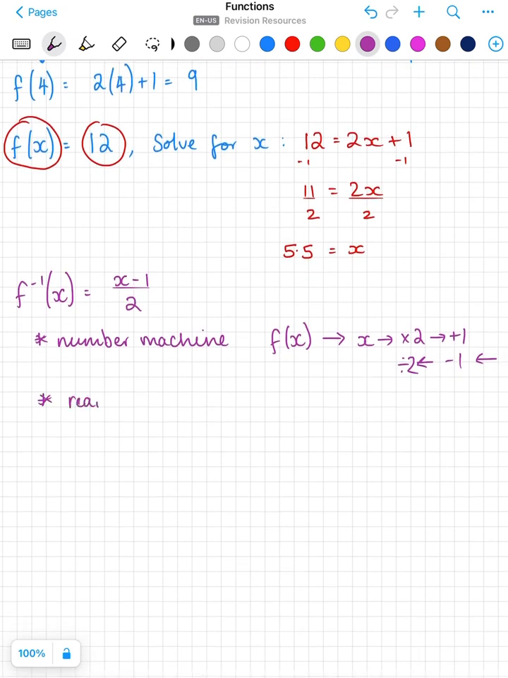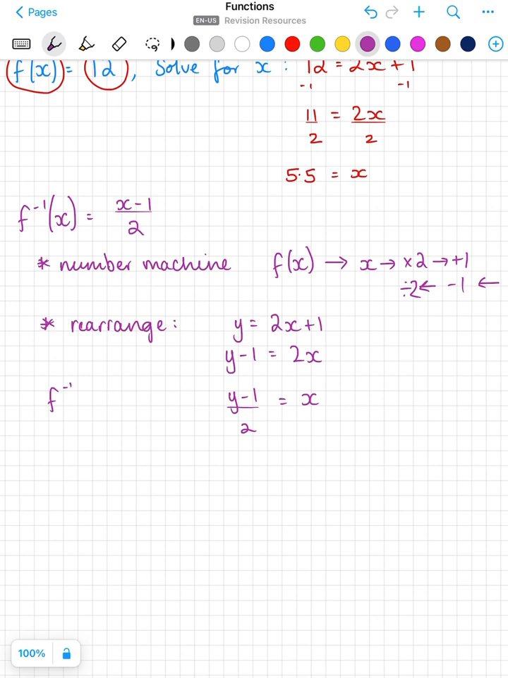The alternative method is the rearrange method. So what we're going to say is that y equals 2x plus 1. So instead of f(x), we've just changed it to y. It doesn't have to be y, it can be any letter of your choice. And what we're doing is rearranging to make x the subject. So we're going to take away 1 from both sides, and then divide by 2. And what we see is where we've got our y here, y minus 1 over 2, we're just going to change that for an x, because our inverse function is in terms of x, so that is x minus 1 over 2. So you get the same answer in both cases.